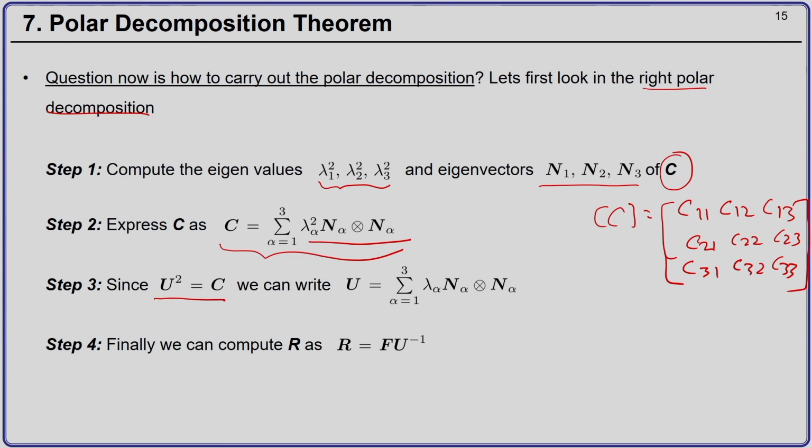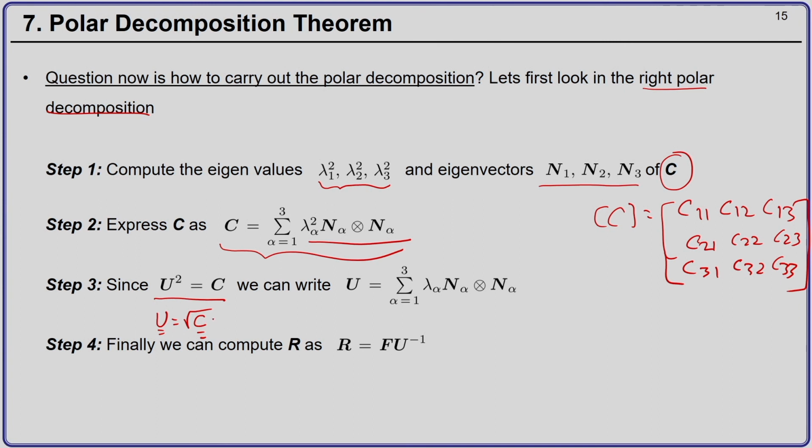Now, I know the relation U square is C. So, U will be nothing but the square root of C. From your linear algebra, you would recall that to find the square root of a matrix, we have to find the eigenvalues and eigenvectors, and then we take the square root of the eigenvalues and use the spectral decomposition, because eigenvectors do not change. So, we take the square root of the eigenvalues and use the spectral decomposition to reconstruct the square root of the matrix.